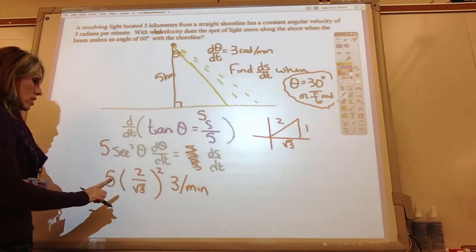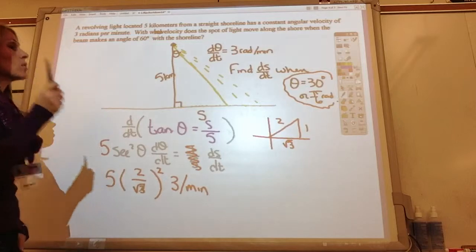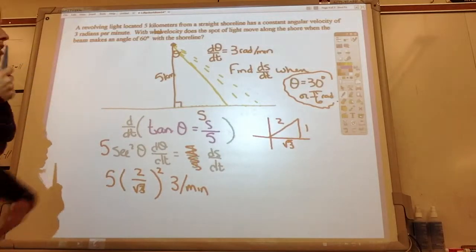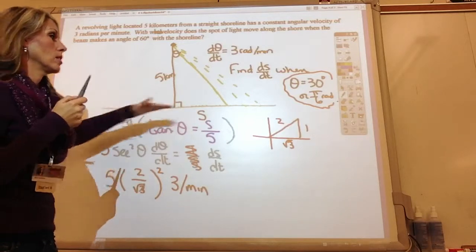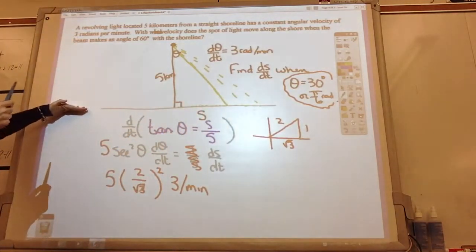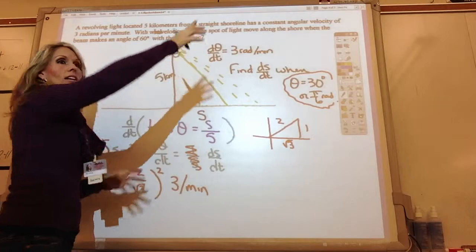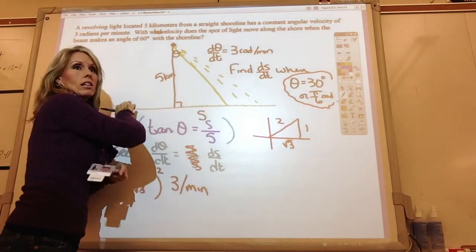Now, let's start to think about units here. Do you guys know what your units should be? That the spot of light's moving along the shore. Kilometers per minute. Right, kilometers per minute, on the shore.